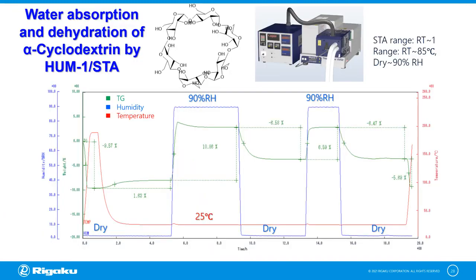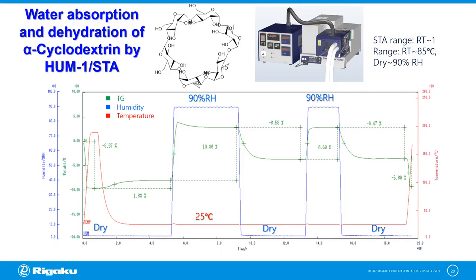I will introduce another application using HUME STA on water absorption and dehydration behavior of alpha-cyclodextrin measured at a constant temperature with a constantly changing water vapor concentration, continuously measured for 20 hours. At first, cyclodextrin was heated up to 180 degrees centigrade under dry conditions. Then it was cooled down and kept at dry conditions for 5 hours.